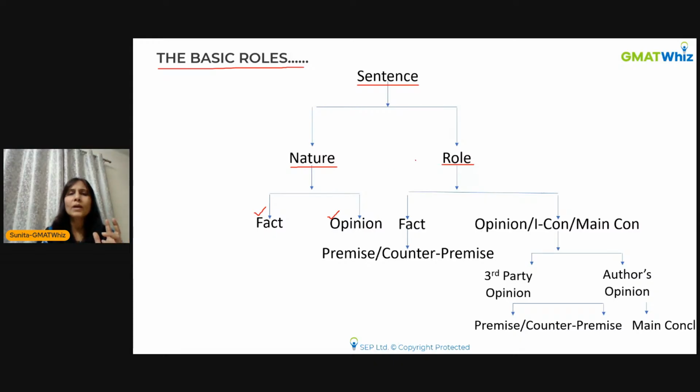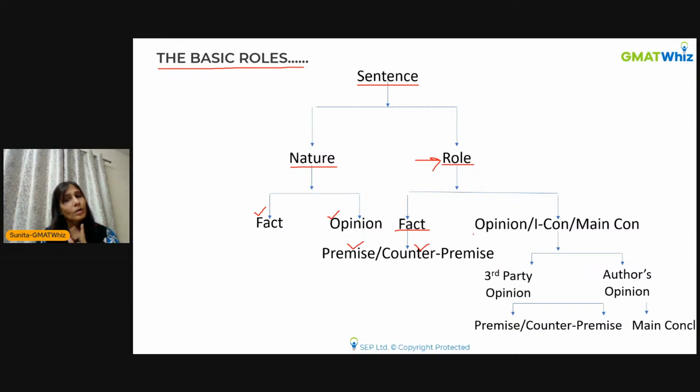Why do I need to think about that? Well, the boldface questions ask you to identify the roles of the highlighted or the boldface portions, right? Now, if that boldface is a fact, there are only two roles that that particular statement can really play. Either it will act as a premise if it is supporting the main conclusion, or if it is going against the main conclusion, it will be the counter premise. So these are the only two possible roles that a factual statement can play.